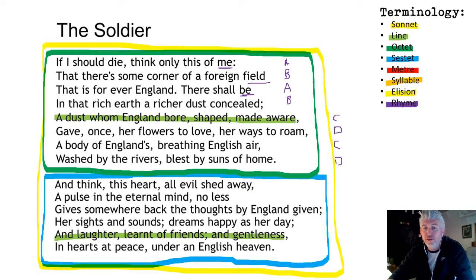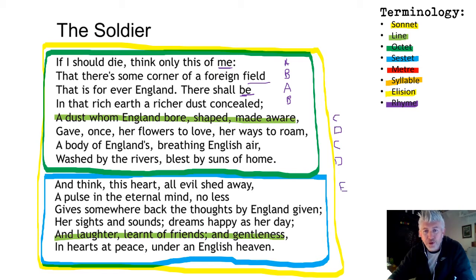So C, D, C, D. Okay, so that's how you label a rhyme pattern. And if we go further down, the next sound will be E. Away, is that a new sound or an old sound? Well, none of the other words rhyme with away, so that's a new sound, so that's E.